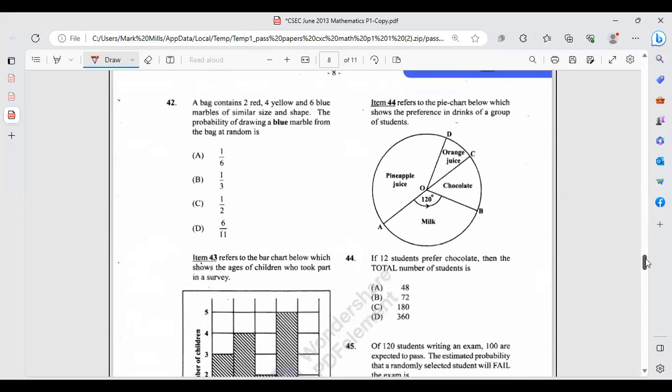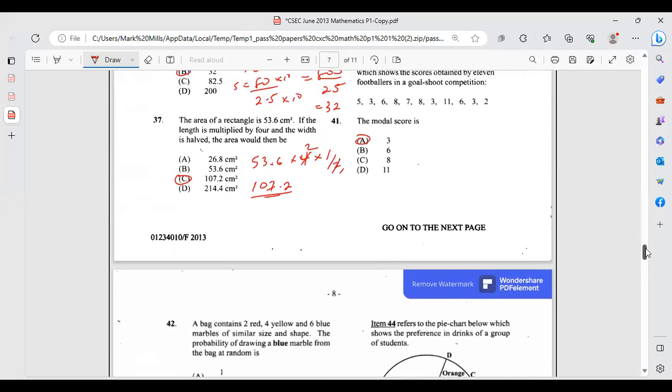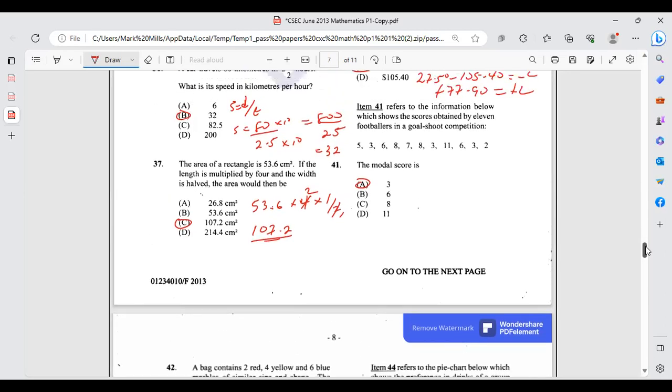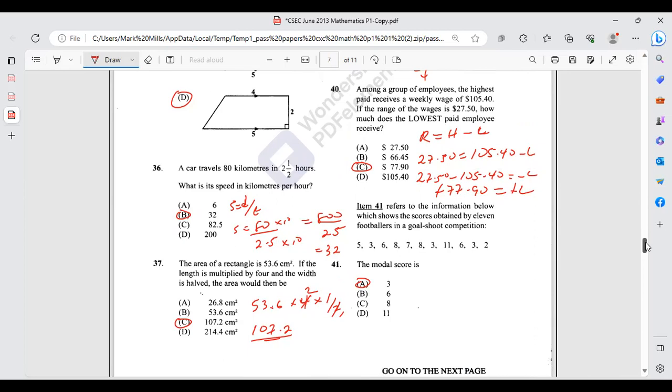42. A bag contains 2 red, 4 yellow, and 6 blue marbles of the similar size and shape. The probability of drawing a blue ball from the bag is... What is the 41 answer? Okay, 41 is modal. They ask for the modal score, so that is 3, the number which occurs most. So I can go up to 40 real quick. Which one? 40: 105.40 minus 27.50, or use the formula. Okay, sir. Thank you.